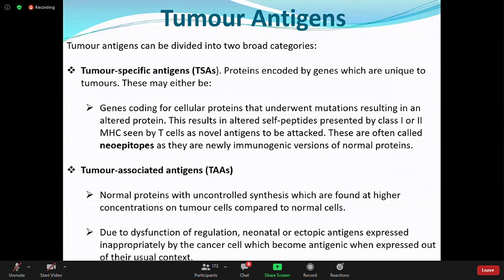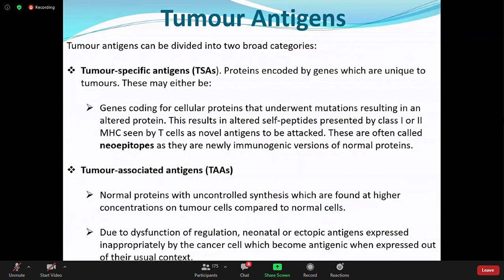Now, what about the antigens recognized by the immune system that are specific to tumors? And we divide them into two major groups. One which are called tumor-specific antigens, and the other that are called tumor-associated antigens. The difference lies in the language: specific versus associated. Specific refers to antigens which are only present in these tumor cells. They are not present in normal host cells.